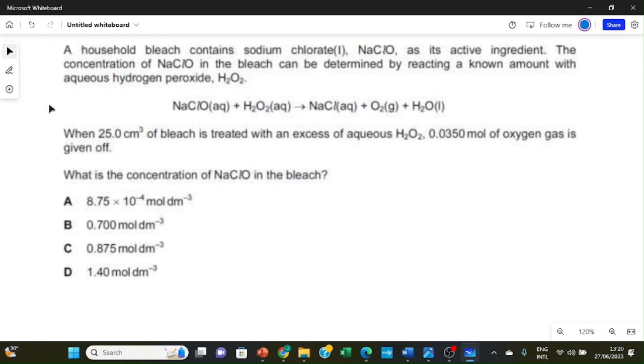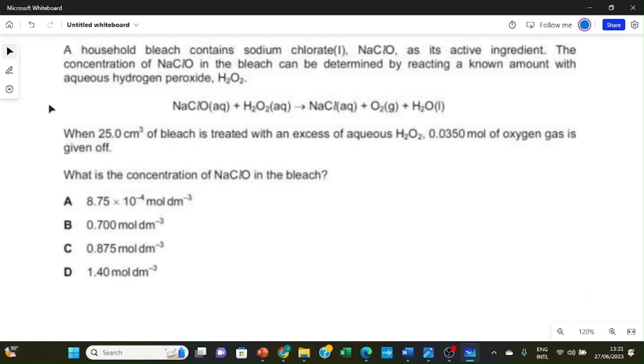Okay, this is another example, more advanced. A household bleach contains sodium chlorate(I), NaClO, as its active ingredient. The concentration of sodium chlorate(I) in the bleach, which is NaClO, can be determined by reacting a known amount with aqueous sodium hydroxide. So just like a kind of normal titration reaction. So what happened is that what?